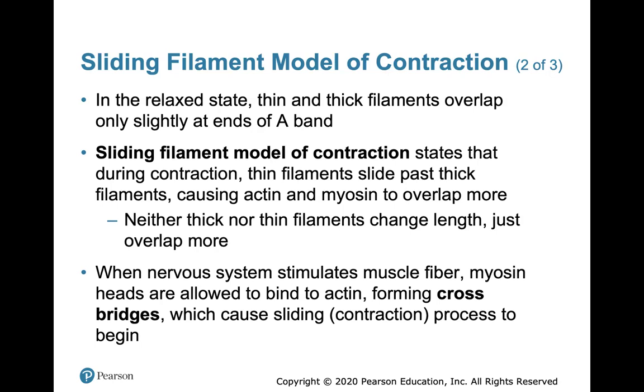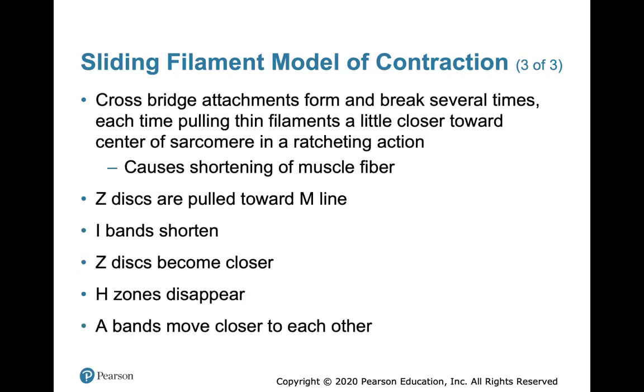When the nervous system stimulates the muscle fiber, myosin heads are allowed to bind to actin, which will form a cross bridge, which causes the sliding or contraction process to begin. The cross bridge attachments will form and break several times, and each time they will pull the thin filaments a little bit closer towards the center of the sarcomere. And this causes the shortening of the muscle fiber. So the Z disc will be pulled toward the M line, which is the middle of the sarcomere. And you can see here how the rest of the zones and bands will change.